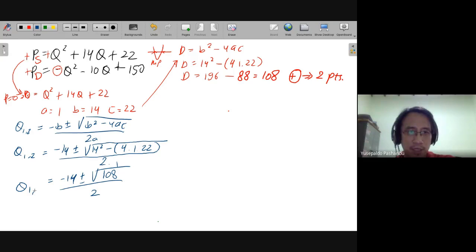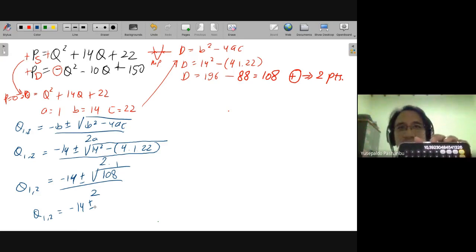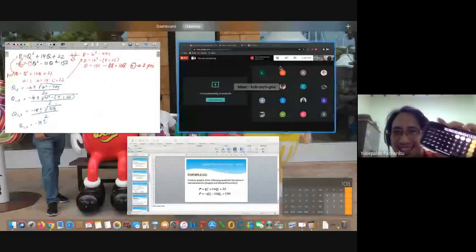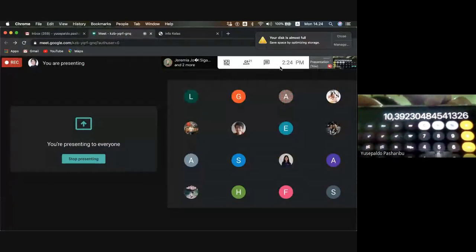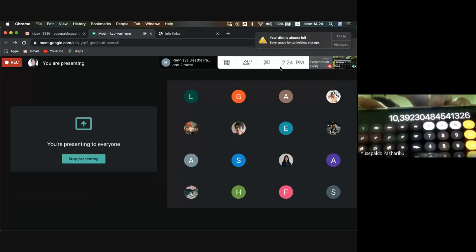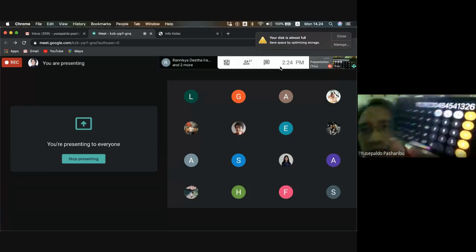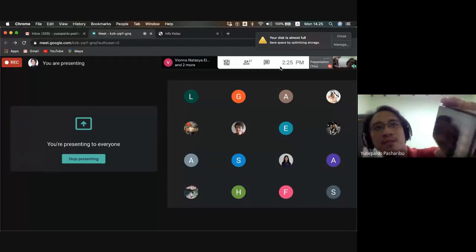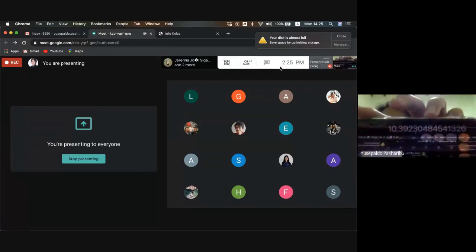Q1,2 equals minus 14 plus minus the square root of 108. That is 10.39. Can you see this? It is 10.392 something, so use 2 decimals after the comma. So we will use 10.39.